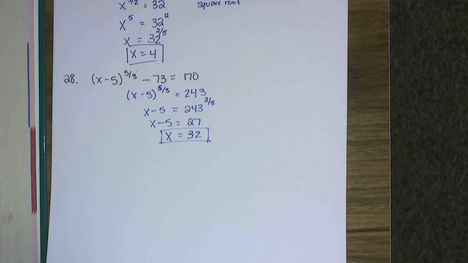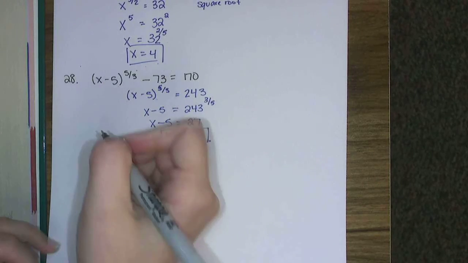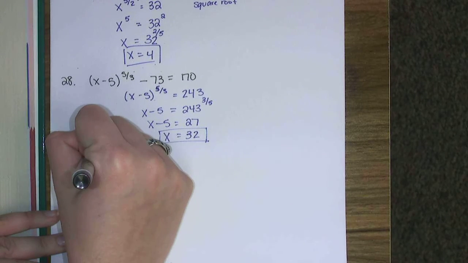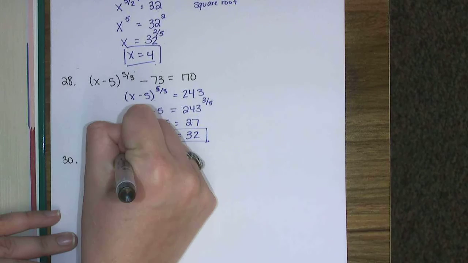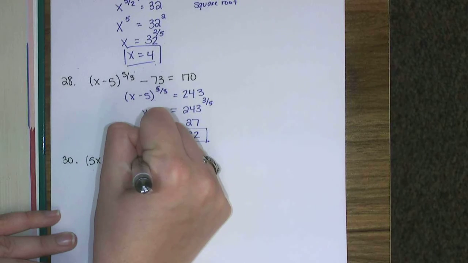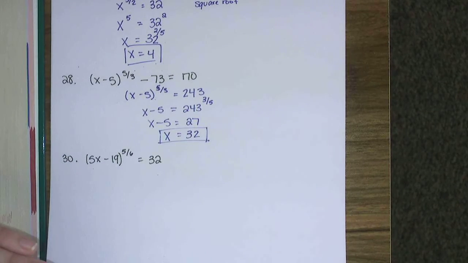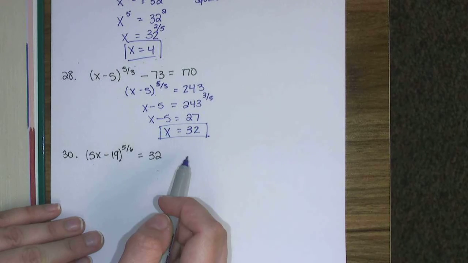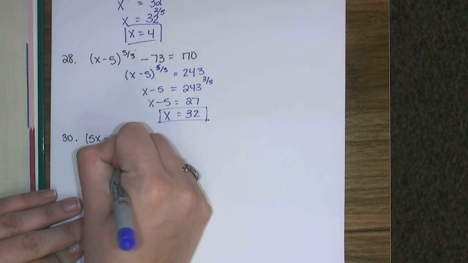Alright, now the next one that we're going to do is number 30. So 30 is 5x minus 19 to the 5/6 is equal to 32. Well, to get x by itself, I need to get rid of this fraction up here, so I'm going to flip the fraction and put it on the 32. So 5x minus 19 is equal to 32 to the 6 over 5.